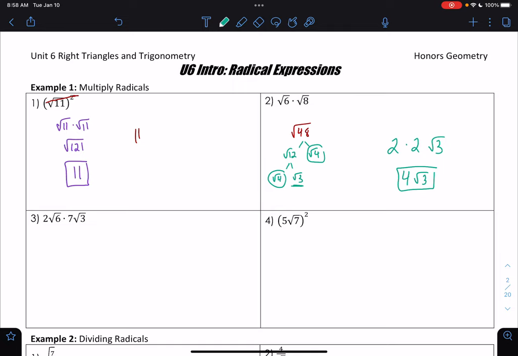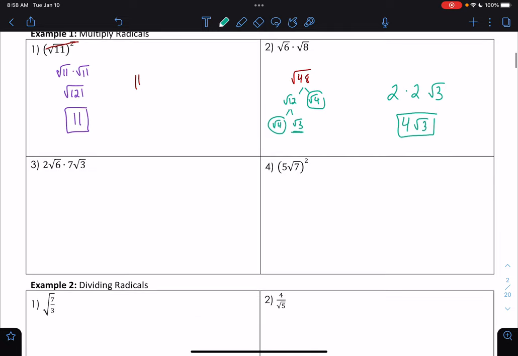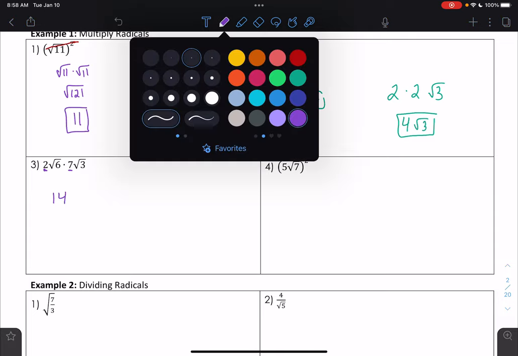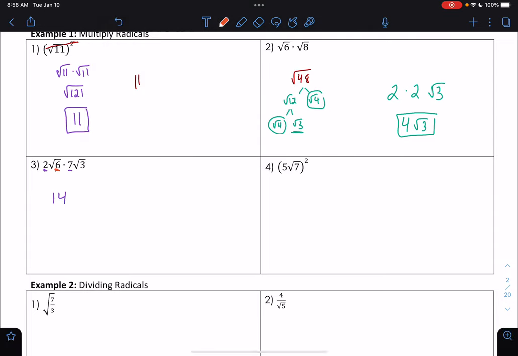Then in a problem like number 3, you've got numbers outside the radical and numbers inside the radical. So we can multiply the numbers that are outside the radical: 2 times 7, 14. And then we can multiply the numbers underneath the radical. The square root of 6 times the square root of 3 is the square root of 18. We still have a responsibility to simplify that radical.